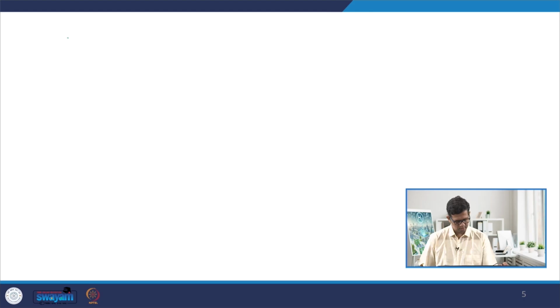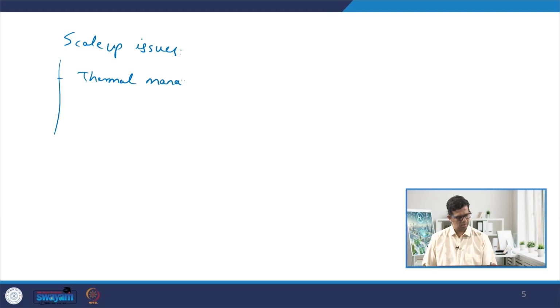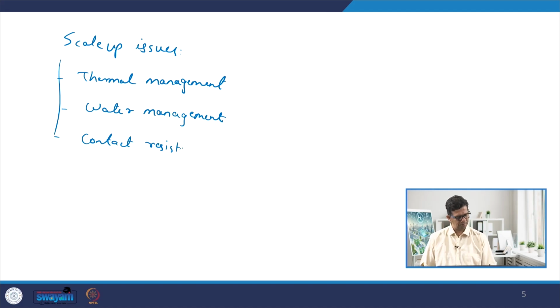And if we chart down these scale up issues, one of them has already been discussed. First one is thermal management, or thermal issue. Second is the water management, or water issue: how well is the water managed in the cell? Third one is contact resistance, which we have discussed before. There are a few more issues, but here I am highlighting only three important ones.